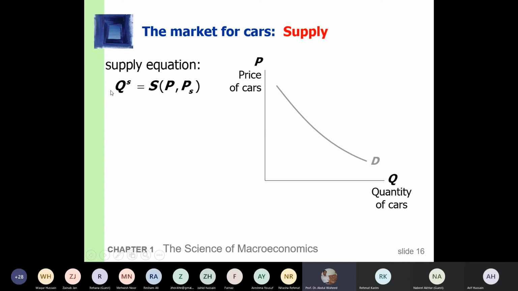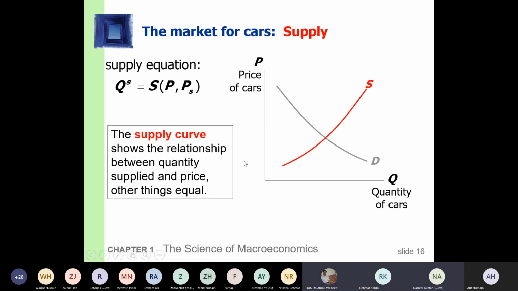So if I want to plot the supply equation, keeping the price of steel constant, then the supply curve will be positively sloped or negatively sloped? Positively sloped. This is the supply curve. So we have the demand curve and the supply curve. The supply curve shows the relationship between quantity supplied and the price, other things equal.